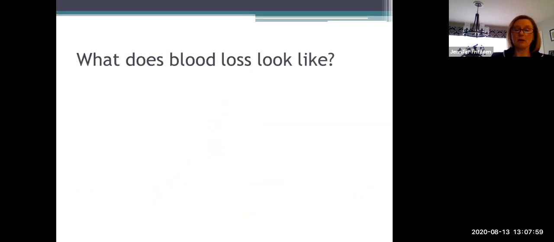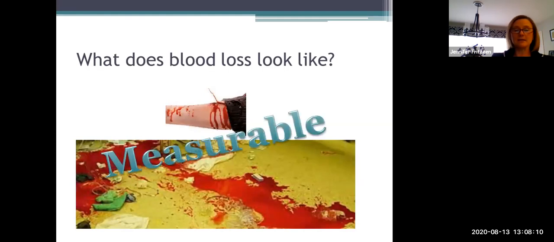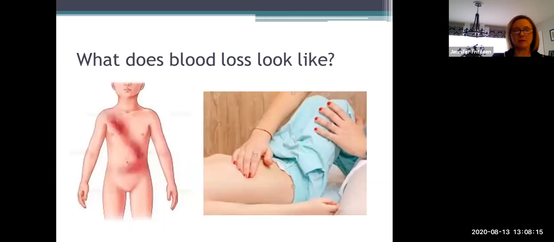If we look at what blood loss looks like, there's obvious blood loss. We're not going to miss this. We're not going to miss all the blood on the floor. And we're going to be able to do external pressure, tourniquets, things like that. This is measurable blood loss. It's easy for us to see by the eye and know exactly what we're dealing with.